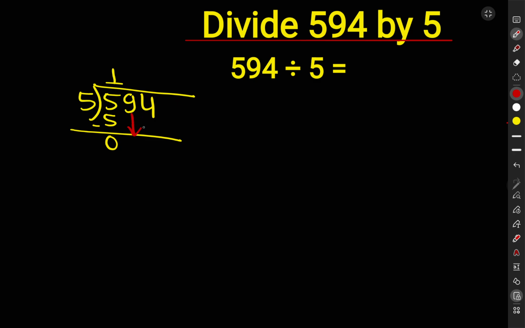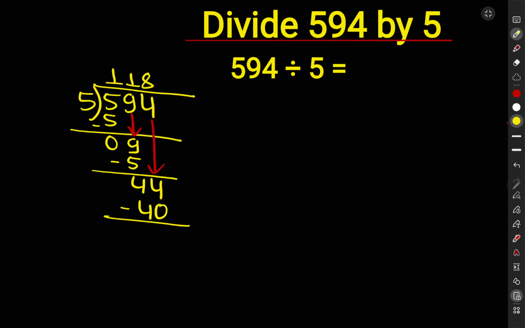So now we put down this 9 and 5 times 1 is 5. On subtracting we get 4. So again we put down this 4 and it is 44. 5 times 8 is 40. On subtracting we get 4.